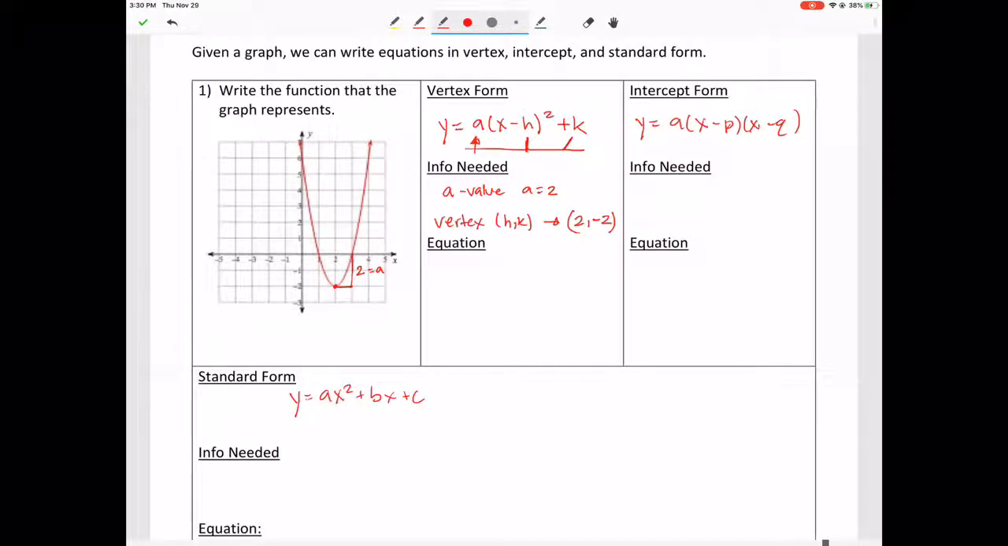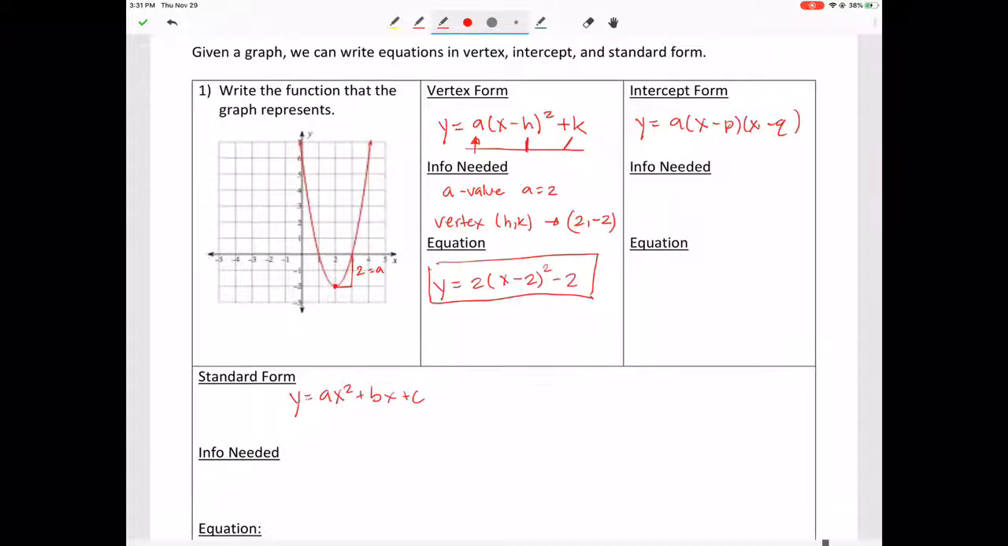After that, we just plug it into our vertex form. So y equals a, and a is 2, and then we put in our h, which is 2, and that's squared, and we add our k, which is negative, so it's just going to be minus 2. I feel like that is not too bad, as long as you can figure out the a value by looking at the graph and the vertex, which is always just that point, the turning point.